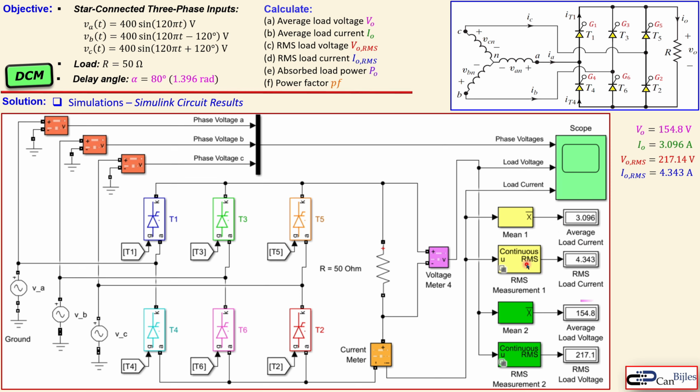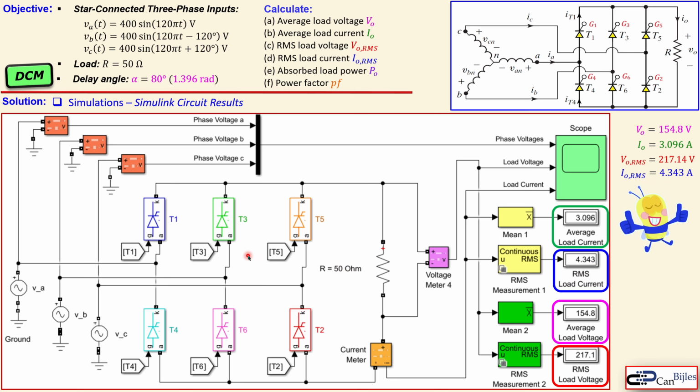So let's go one by one. The first one is the average load voltage, which is here 155 approximately, 154.8, exactly as we have it. The average load current here 3.096, as we have it also. The RMS load voltage here is 217.1, so also what we have. And the final one is 4.343 amps for the RMS load current as we have it. So everything is correct, so this is nice.